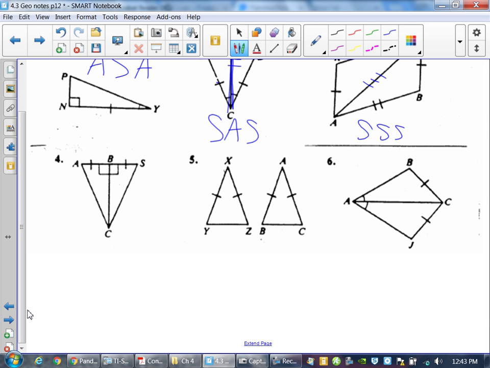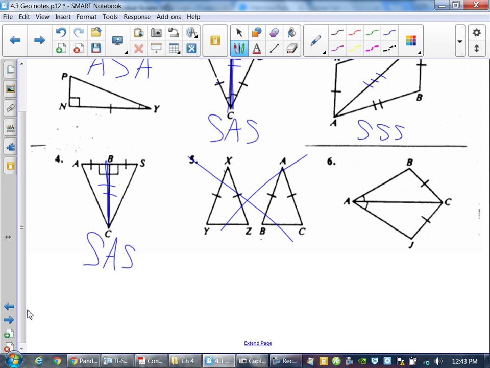In 4, again, you have this shared side. Is it congruent to itself? Yep. What do you have? Side, angle, side. There you go. In 5, can you do anything? No. Don't have enough information. There's nothing here that I can do.